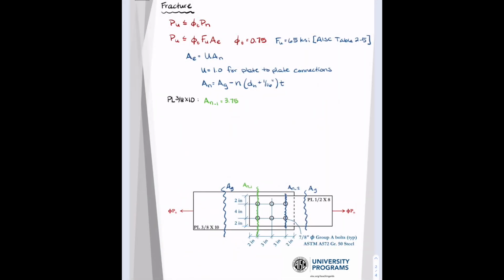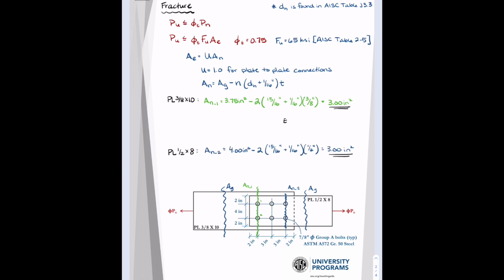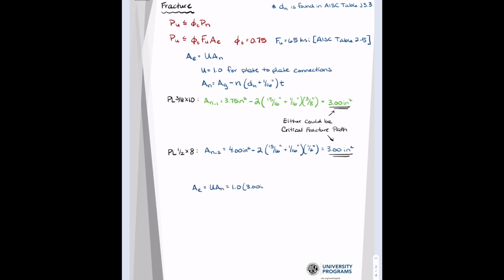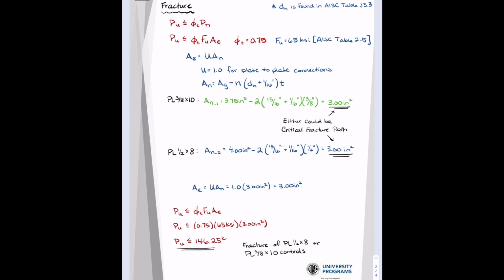Both fracture paths cross through two bolt holes, so the n in the equation equals 2. We can plug in the hole diameter from AISC Table J3.3. Our calculations show the net areas for both members happen to be the same, so either one could be the critical path. In calculating the design strength, we get 146.25 kips. For the final step, we compare Vn for both the yielding and fracture. In this case, the fracture will control.